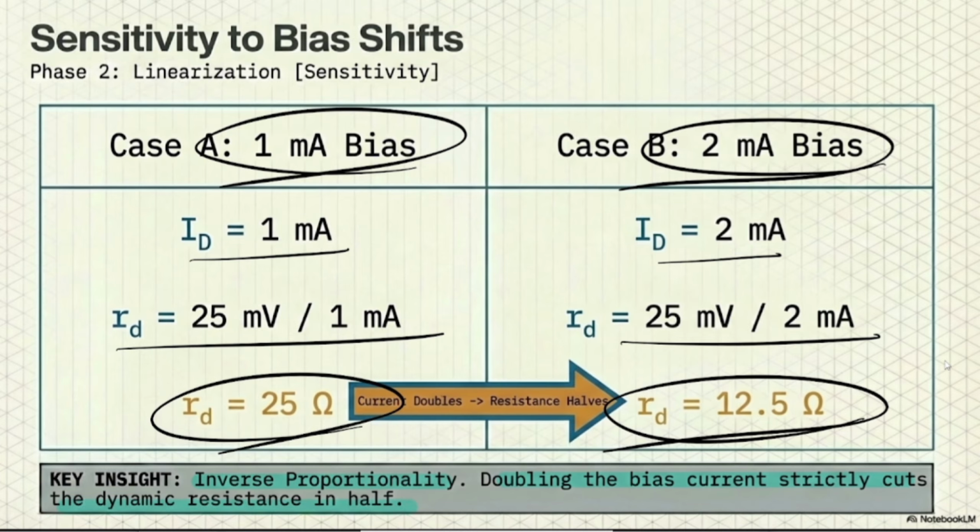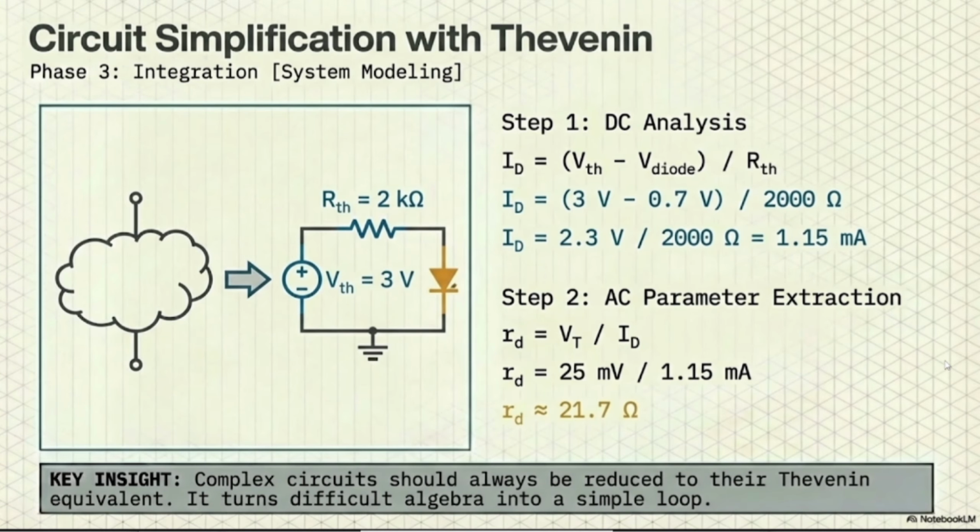Even small changes in your bias condition are going to change your RD, which we assume is a linear resistance in itself. Phase number 3: what would happen if we have an integrated system? It means I have a linear system, and my diode is connected to it. As you know, each linear system can be replaced by its Thevenin or Norton equivalent. The Thevenin voltage at this point is 3, and the Thevenin resistance is 2.